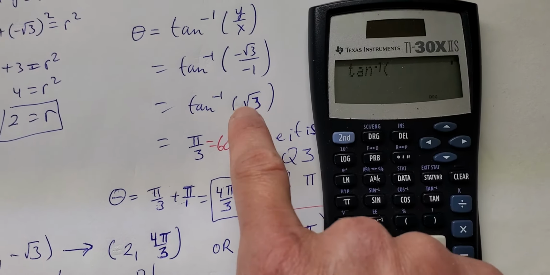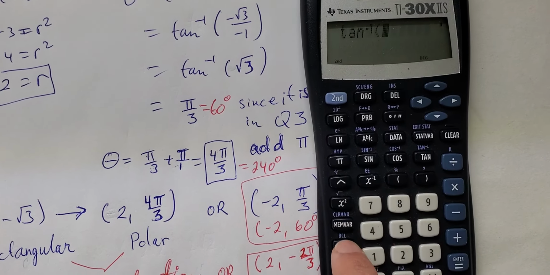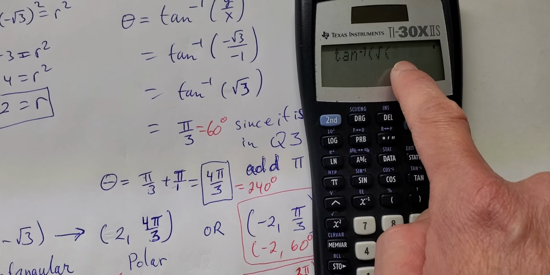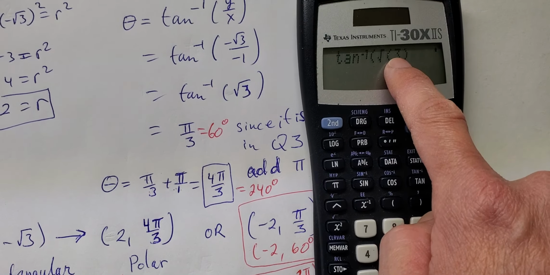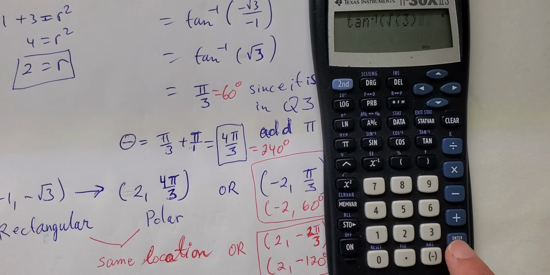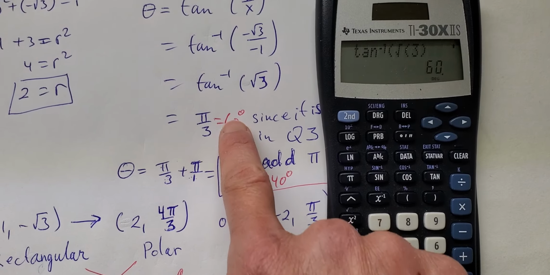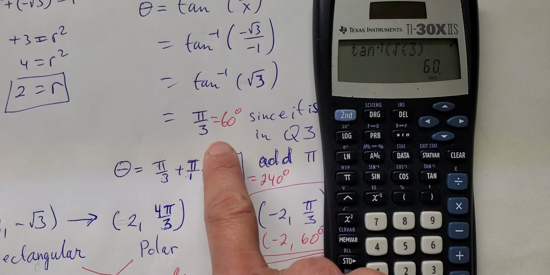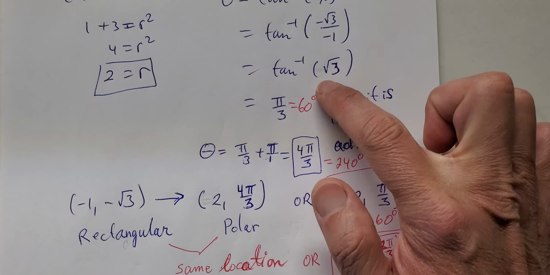There's a tangent. Put the square root of 3 in. So second, square root. There it is. Put the 3 in. Close parentheses. And then press equal. 60 degrees. Okay. 60 degrees right there. So that's how you find the answer.